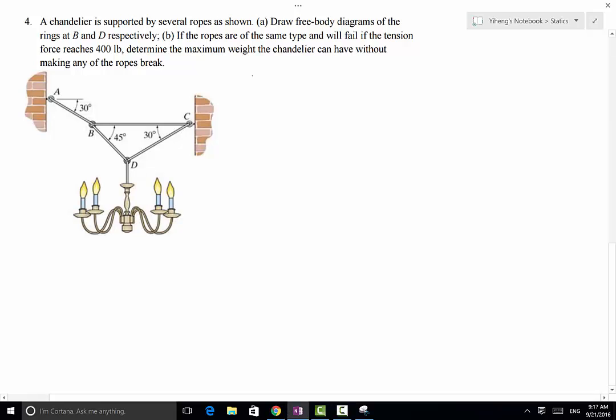I will start with the free body diagram of ring D. Based on the detailed analysis that I gave for problem 2, we already know that this force, which is the tension force in this cable, equals the weight of the chandelier in magnitude. It is also subjected to the tension force Tc and the tension force Tb. That completes the free body diagram of ring D.